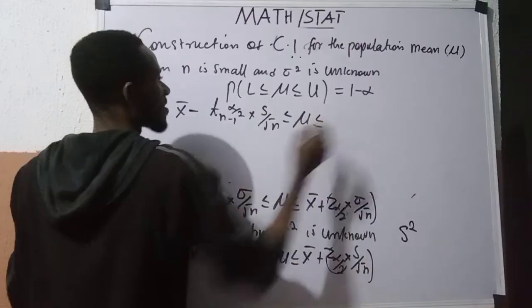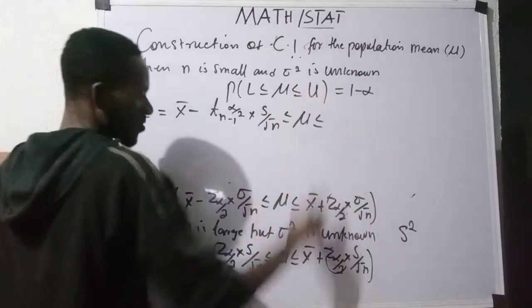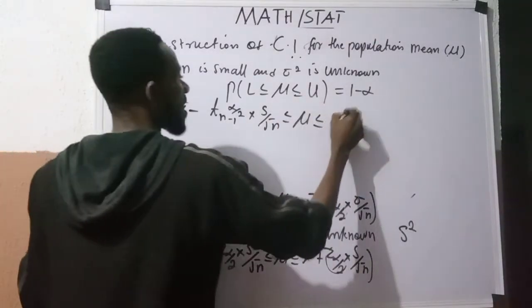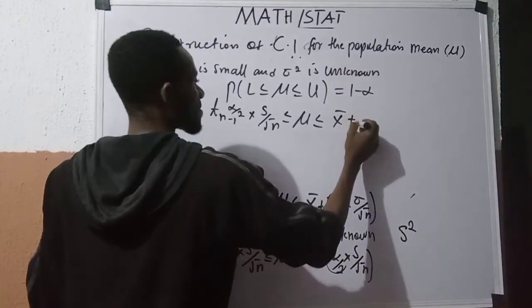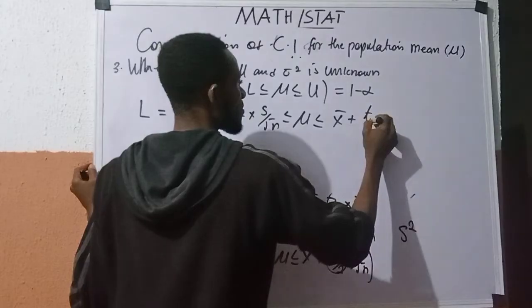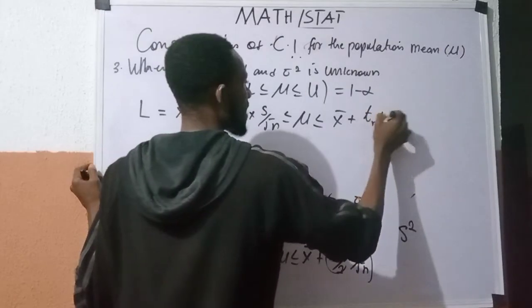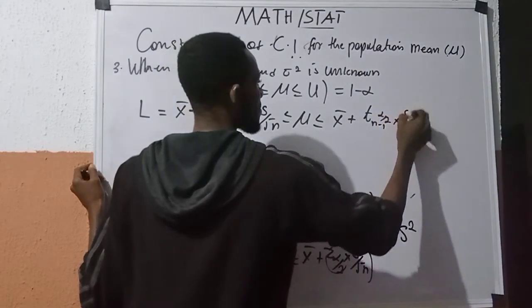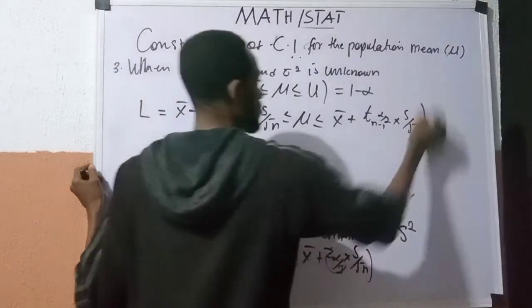Here is less than or equal to your mu, less than or equal to U, and U is this. So you have x bar plus, instead of writing this z, you are going to write t of n minus 1 of alpha over 2 multiplied by s over root n. You close it.